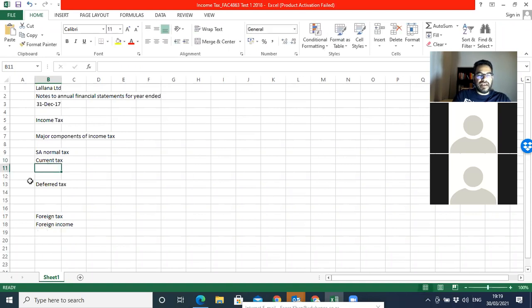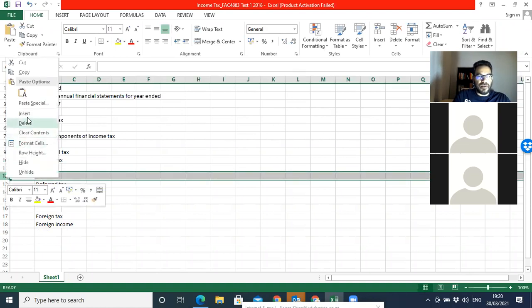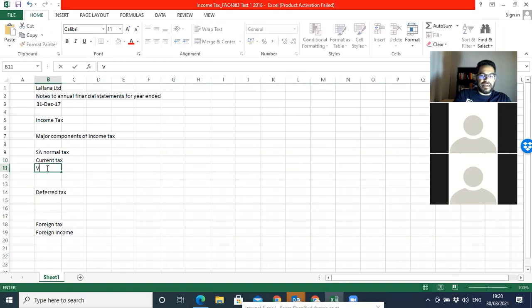Over here, under current tax, they can generally be two things. It will be current year tax, and then under or over provision, prior year. Okay.